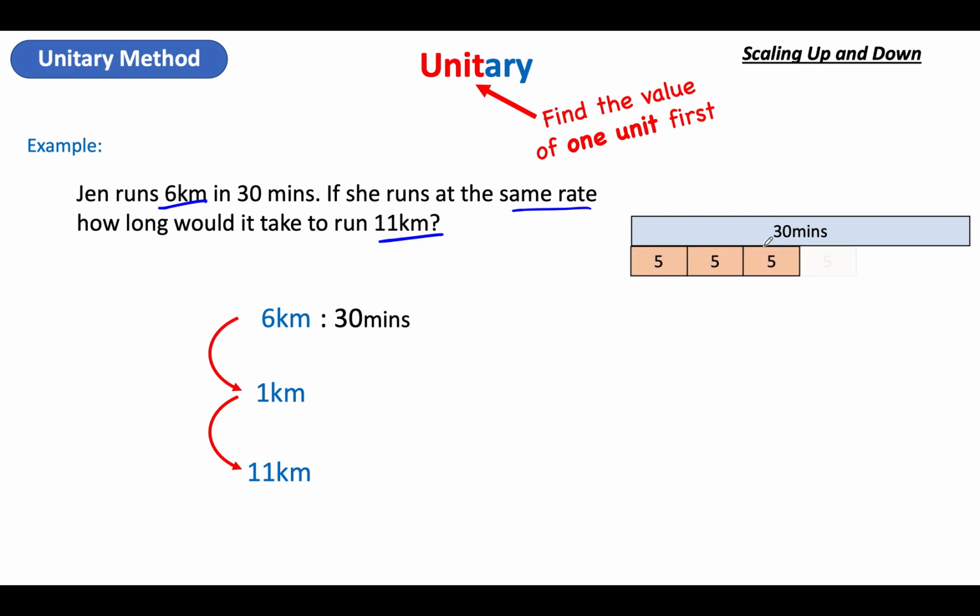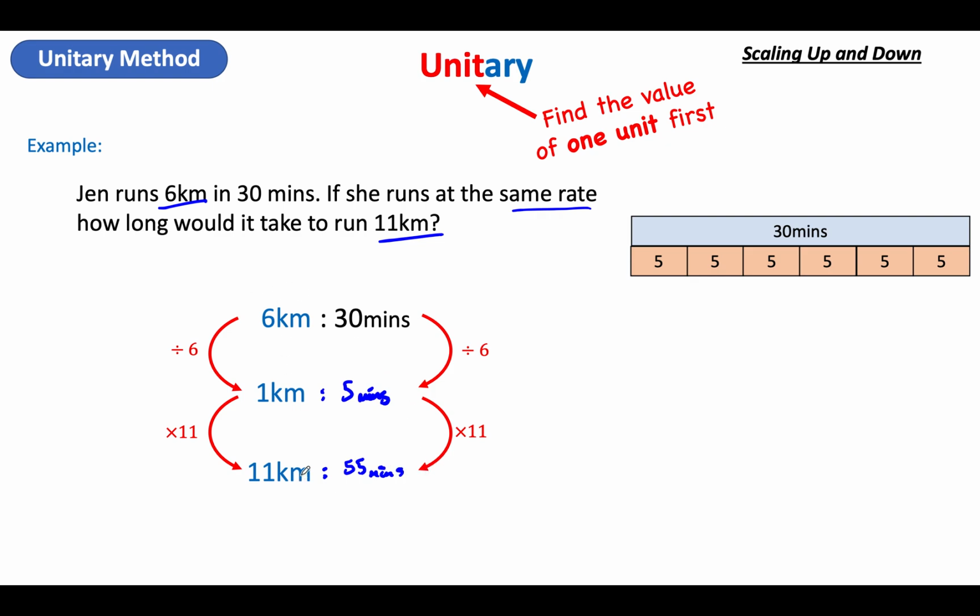Oh, yeah, sorry, there's my little graphic. 30 minutes, I'm going to break it into those 6 even kilometer chunks. Every kilometer here takes 5 minutes, right? So you divide by the 6. Let's do that on the other side as well. So 30 divided by 6 is 5 minutes. So every kilometer is 5 minutes. And then, of course, if I want 11 of those, I times it by 11. 11 lots of 5 is 55 minutes.